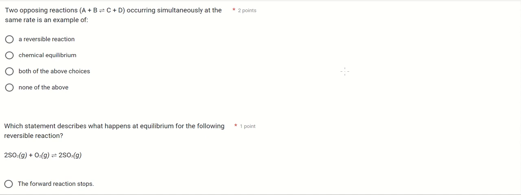Two opposing reactions occur simultaneously at the same rate. Well, that's equilibrium. This is also a reversible reaction, it's told there, which means the products can make the reactants in reverse. This is also at equilibrium, so both of these statements are true.